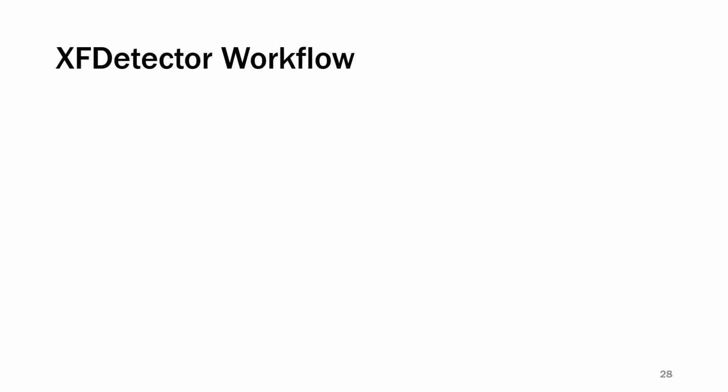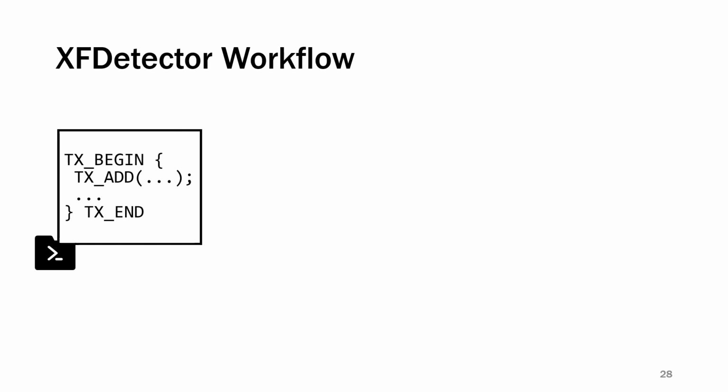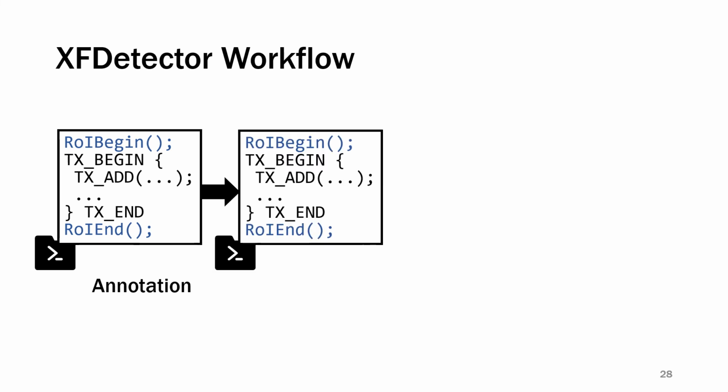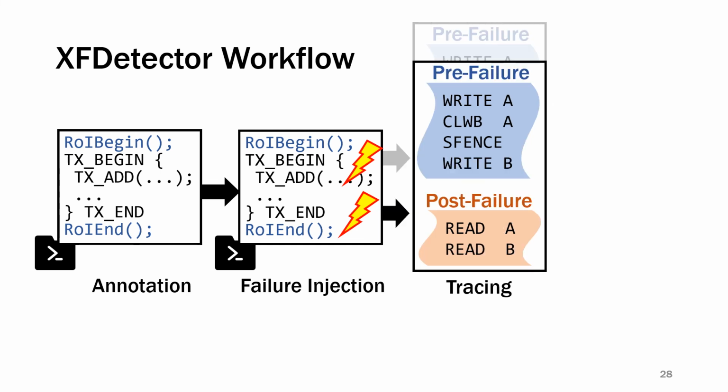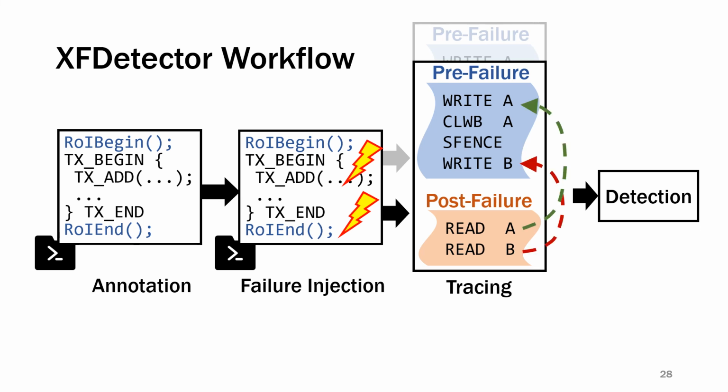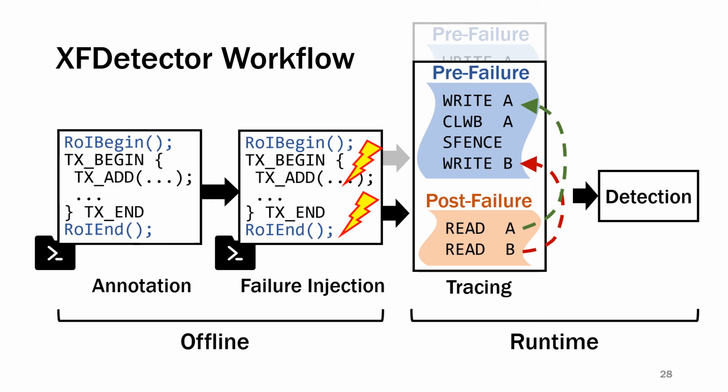Now let's put the mechanism of failure injection and bug detection together. First, the program needs to provide simple annotations of region of interest for detection, and then XFDetector injects failure before each of the ordering points. And at runtime, XFDetector collects a trace of both the pre-failure and post-failure stages for each of the failure points. And then, after the traces are collected, it does the detection by checking whether there are any incorrect interactions. The first two stages are offline because they are executed before the program starts running, and the other two stages are at runtime.